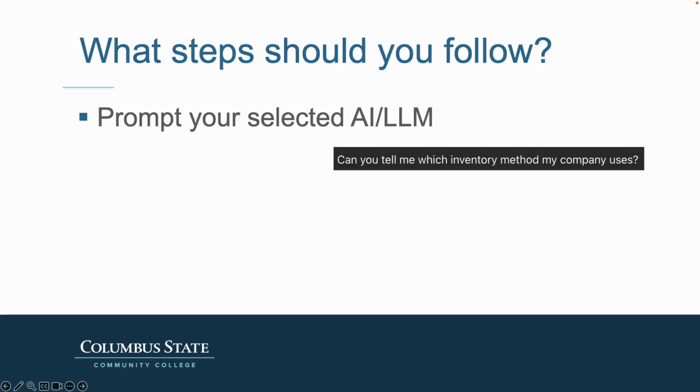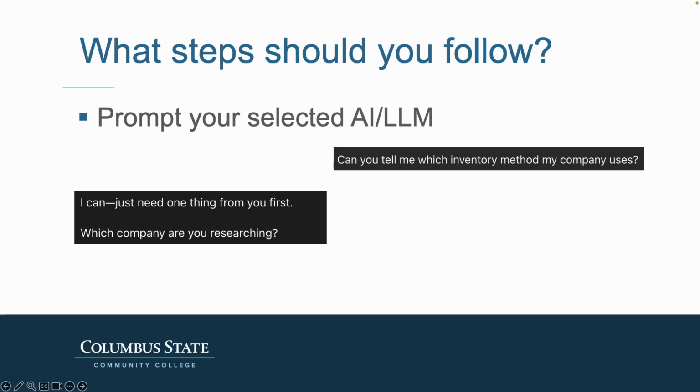But here's what I did. I did the same thing I did before, which is, can you tell me which inventory method my company uses? And then it said, sure, which company are you researching? Now, depending on which LLM you're using, it may remember your previous research. It may remember that you were looking at the fiscal year end for a company. That's totally normal behavior for these. It usually has a pretty good memory for what you've done in the past. And so for my purposes, I just restarted it every time just so I could get a fresh look. But I told it what company I was using.